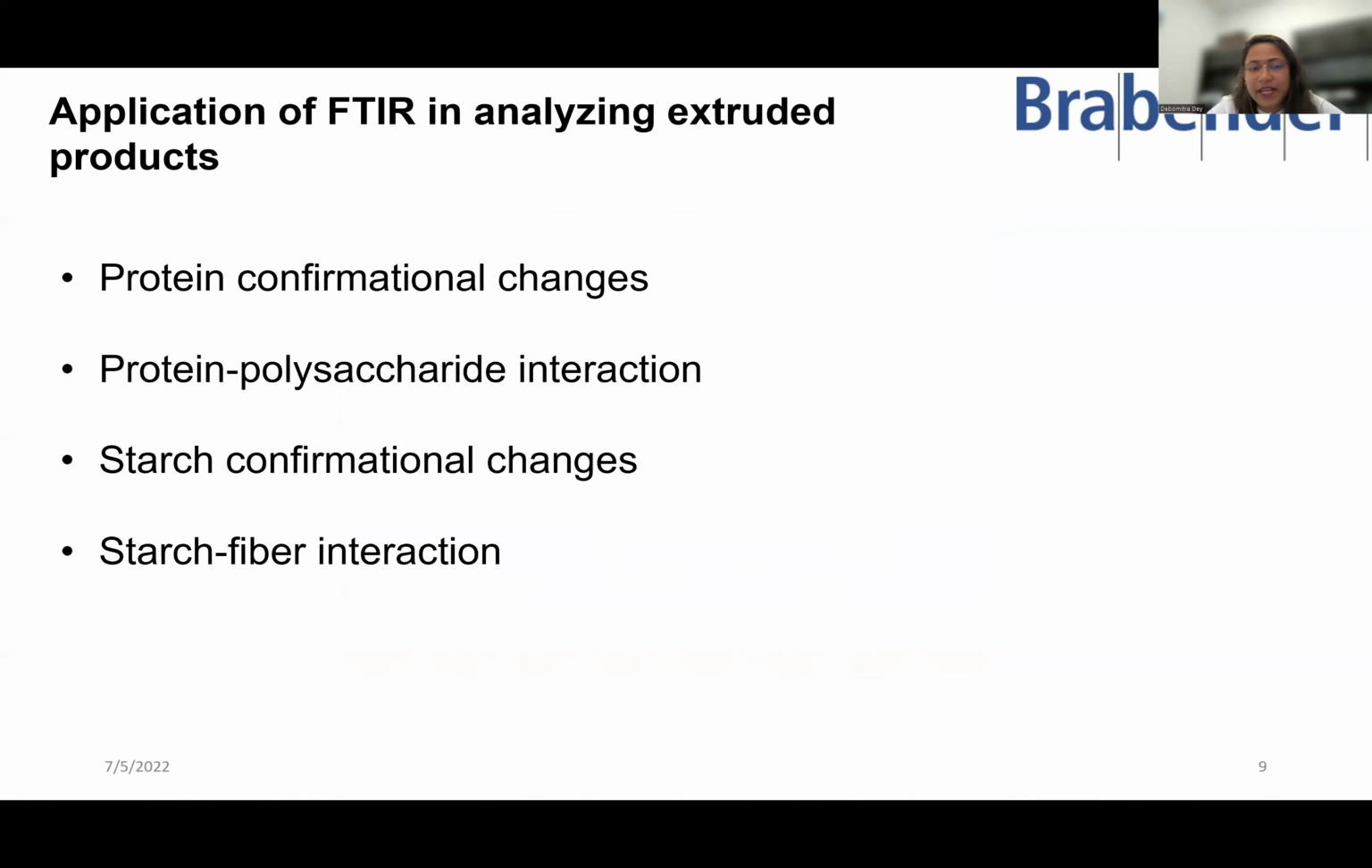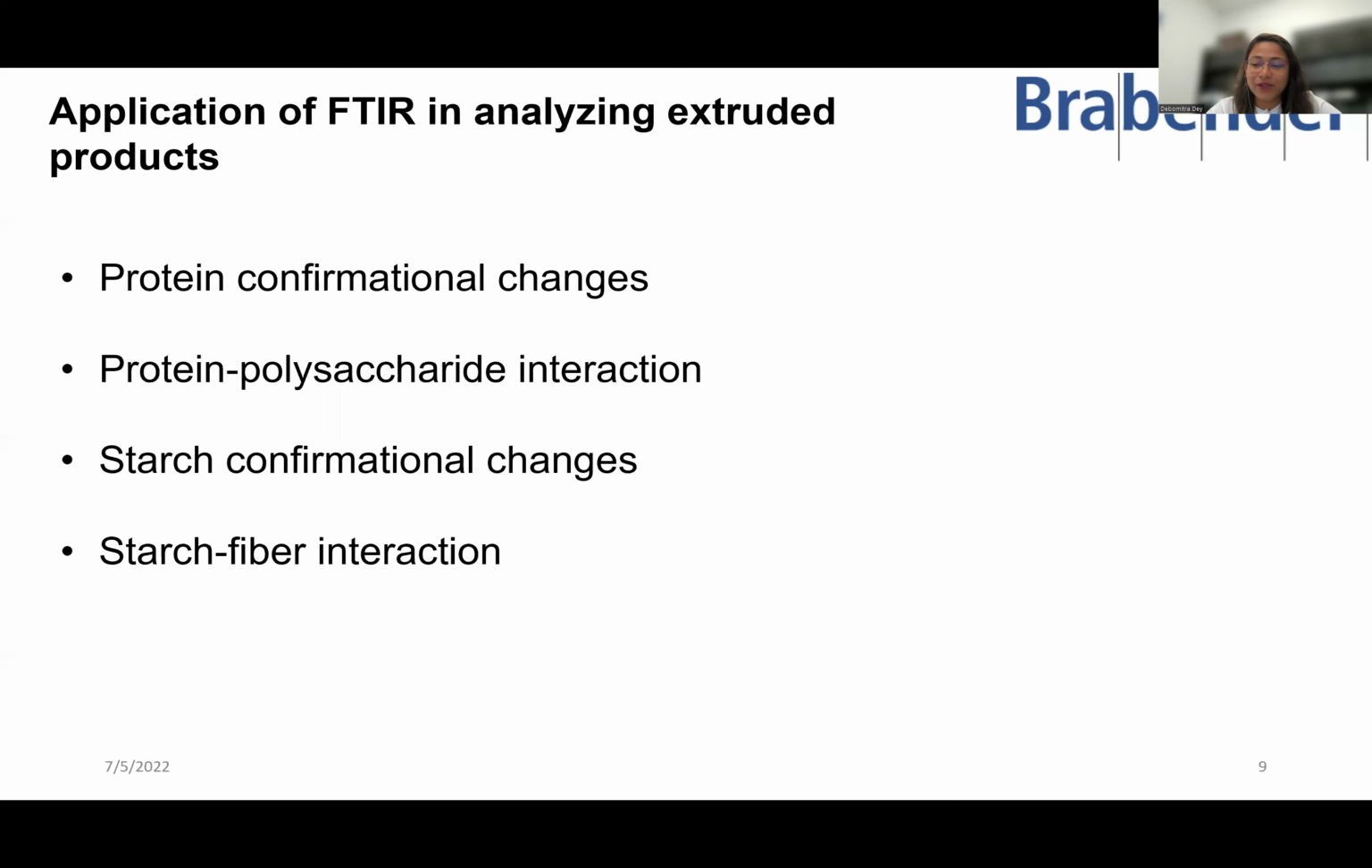So there have been some studies where researchers have tried to understand the protein conformational changes, the interactions between protein and polysaccharides, similarly starch conformational changes, and the starch-fiber interactions that occurred during extrusion processing. Another brief example that I could give you is just some extra information on this.